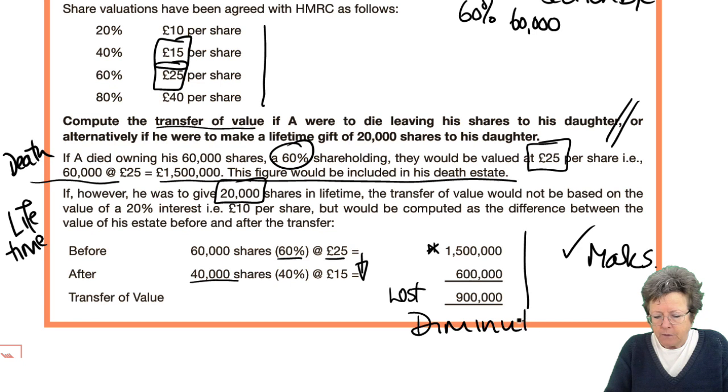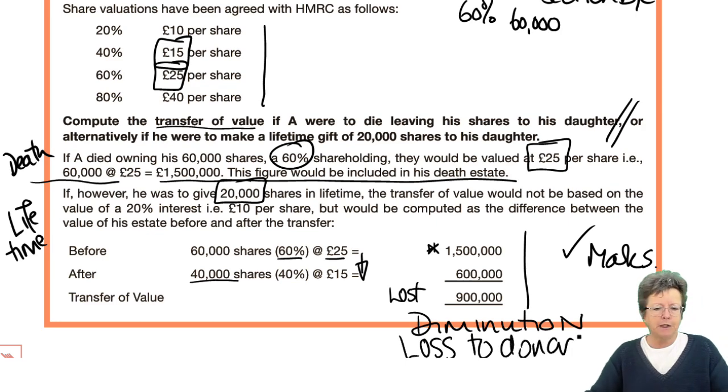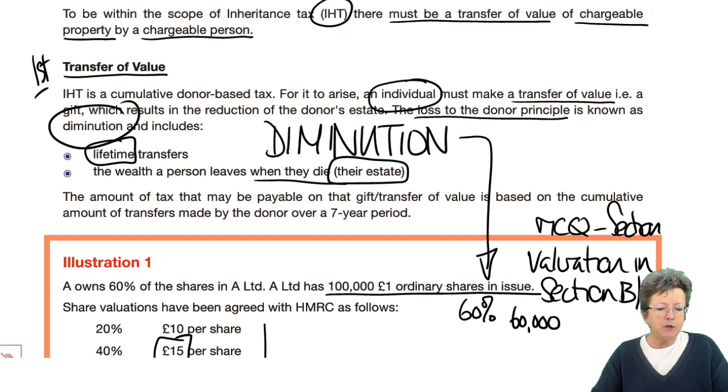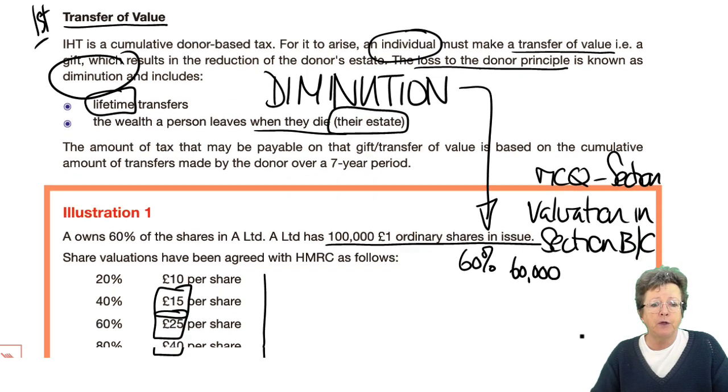Diminution, the loss to the donor principle. Okay, so that's what a transfer of value is, and you will probably have to calculate one of those in an exam.